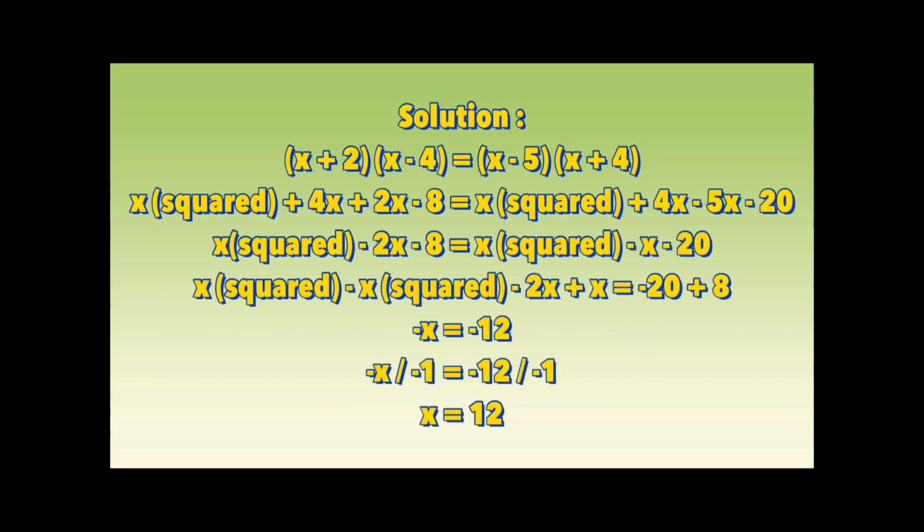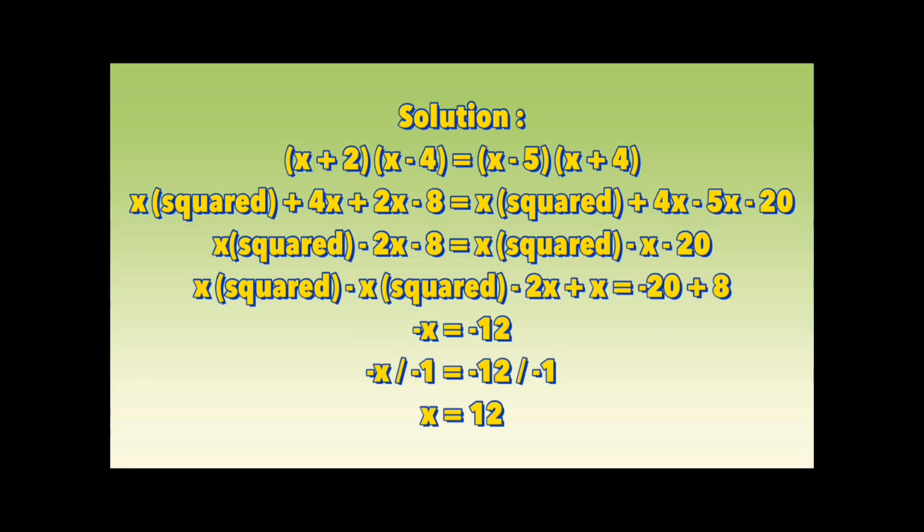Then next, again, we are going to transpose all the variables to the left side and the constants to the right side. So x squared, copy, then the x squared from the right side of the equation transposes to the left side and becomes negative x squared. Then bring down negative 2x, then negative x transposed to the left side of the equation becomes positive x, equals, bring down negative 20, then the negative 8 transposed to the right side of the equation becomes positive 8.